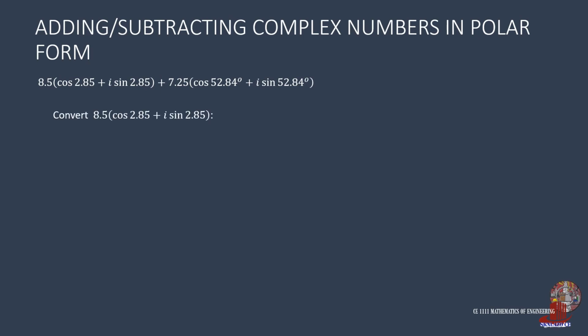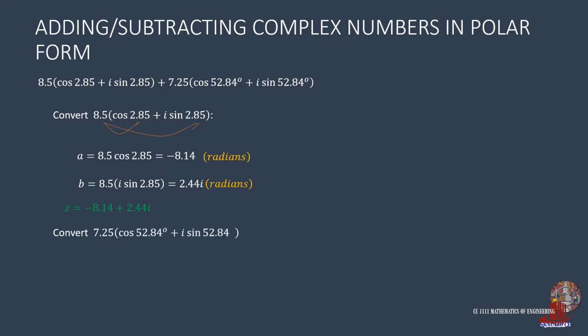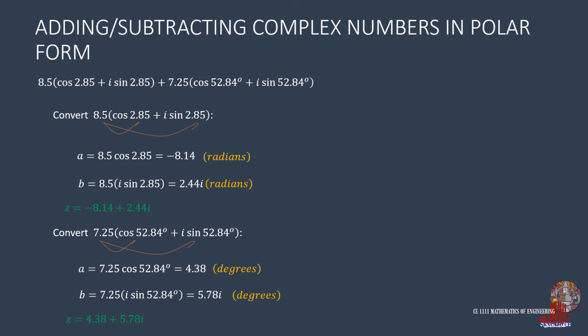The first has taken a as 8.5 cosine of 2.85 or negative 8.14. b is 8.5 times i sine of 2.85 or 2.44i. Because these two are computed in radians, just make sure that your calculator is set in radians mode. The rectangular form of the first complex number is negative 8.14 plus 2.44i. Next to convert is 7.25 cosine of 52.84 degrees plus i sine of 52.84 degrees. a is 7.25 times cosine of 52.84 degrees or 4.38. b is 7.25 times i sine of 52.84 degrees, and that is 5.78i. So the second complex number is 4.38 plus 5.78i.